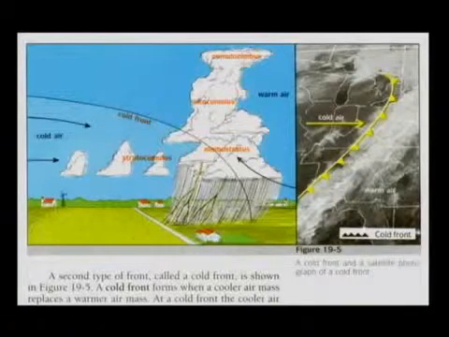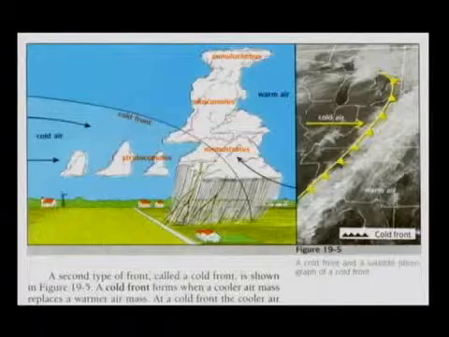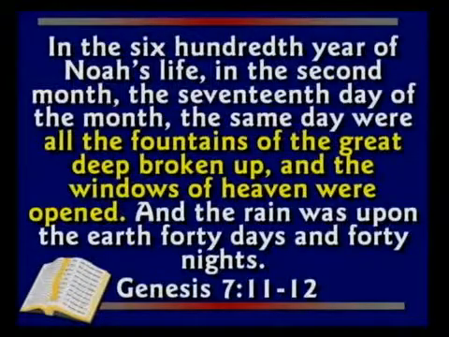The canopy of water that used to protect them rained for 40 days and 40 nights. And all the sewers backed up, and everybody drowned. So this canopy is now gone, fell down at the time of the flood. Genesis 7. In the 600th year of Noah's life, in the second month, the 17th day of the month, the same day were all the fountains of the great deep broken up, and the windows of heaven were opened. And the rain was upon the earth 40 days and 40 nights.